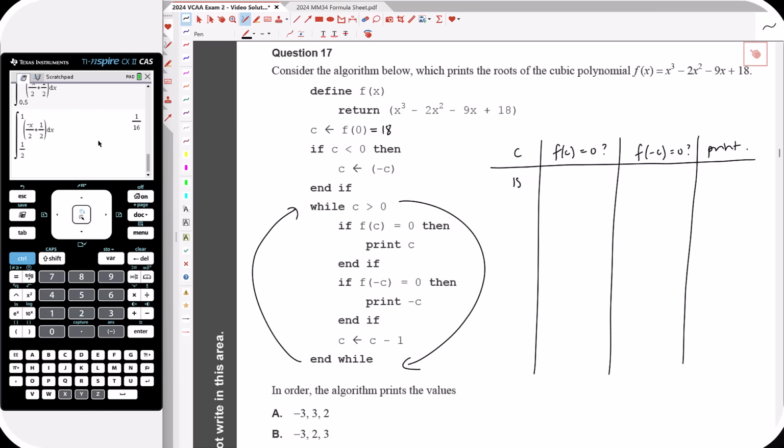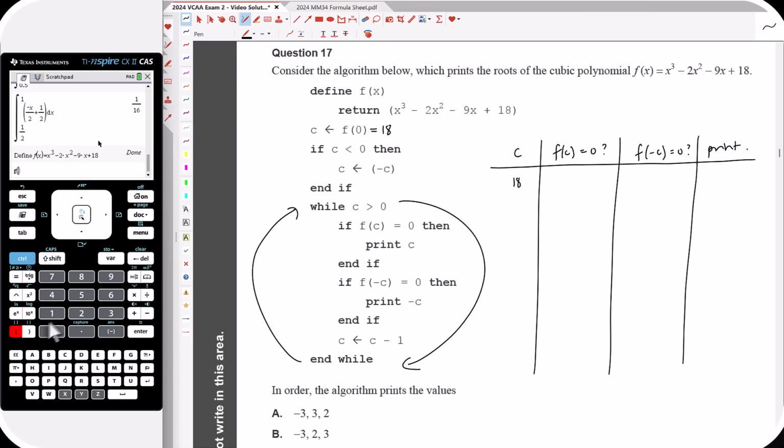So we start with c equals 18, which means we can go through the while loop. If f at c equals 0, okay, I need to define f of x first of all. f of x equals x cubed minus 2x squared minus 9x plus 18.